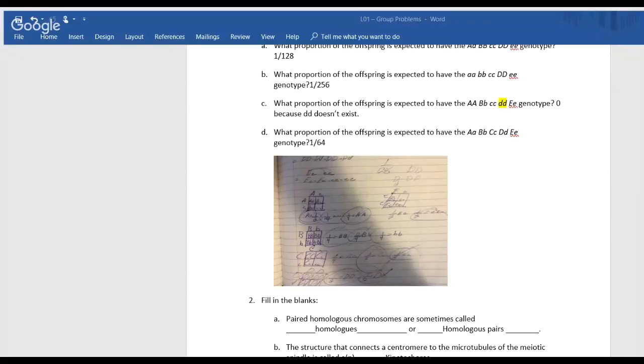So we can see this one: what proportion of the offspring is expected to have the AA, BB, CC, DD, EE genotype. So we can go down here and match them. We just do individual Punnett squares.